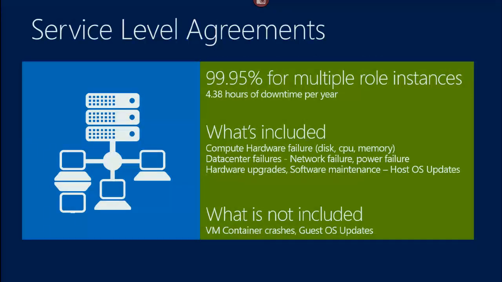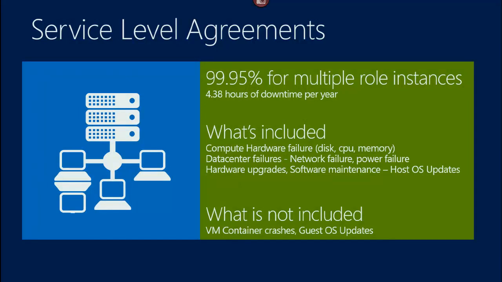Let's talk about high availability features now. So the SLA that we started out with very early when we released Windows Azure was a 99.95% SLA for multiple role instances. I believe that we've updated it recently to a trailing month. So 43 minutes basically we get of downtime a month.